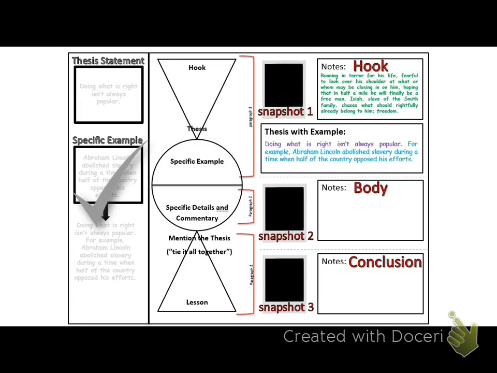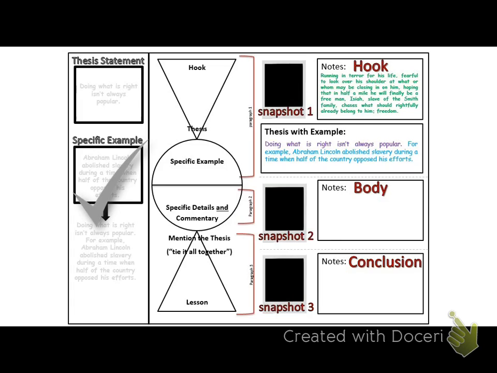For example, Abraham Lincoln abolished slavery during a time when half of the country opposed his efforts. My hope is that with my hook and the idea that Isaiah is a slave running for his life, trying to escape just over the northern border so that he will find his freedom, I'm hoping that will catch my reader's attention and flow easily into my thesis statement so my reader will know what I'm going to talk about, and then how I'm going to prove myself is through the Emancipation Proclamation that Abraham Lincoln passed.